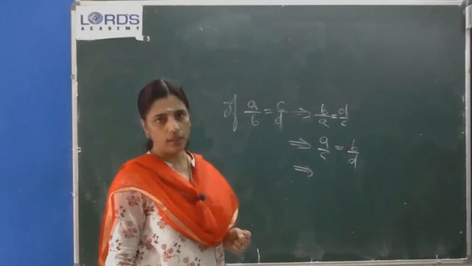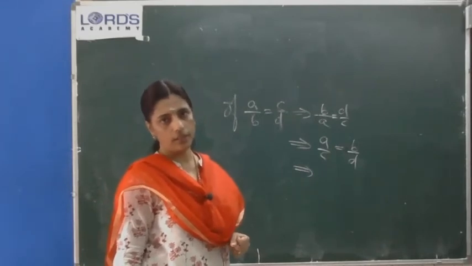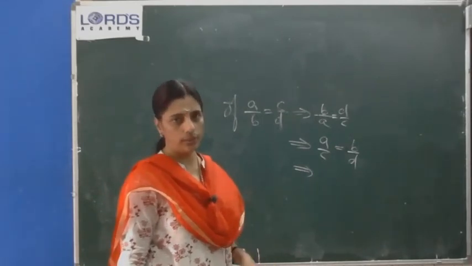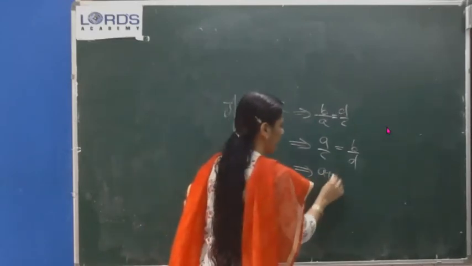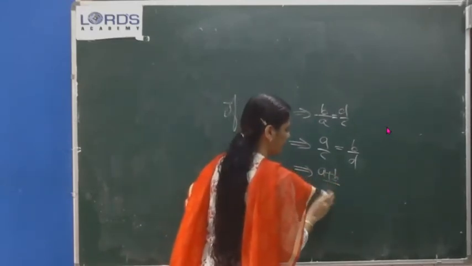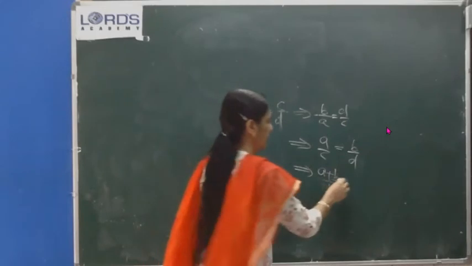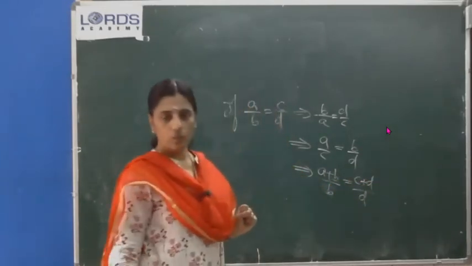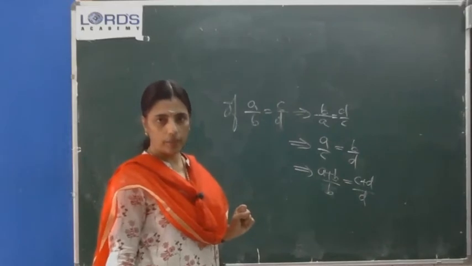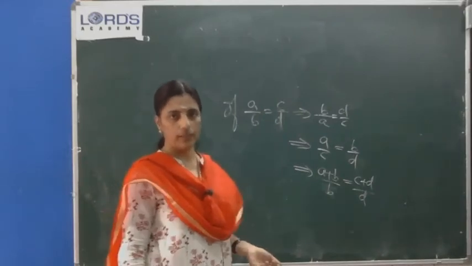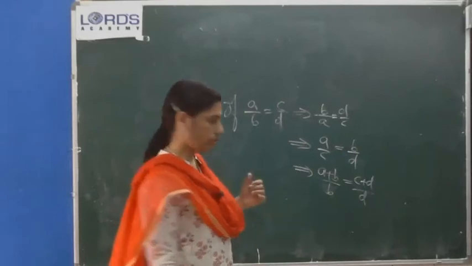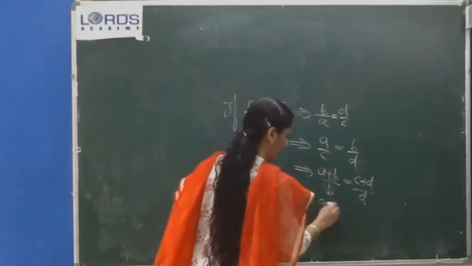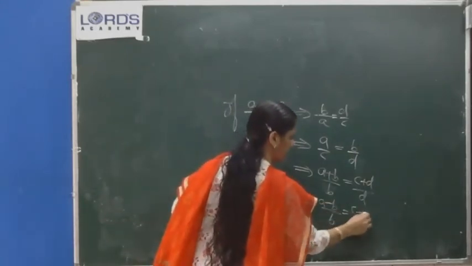What is componendo property? If you are adding the numerator and denominator, the same you can do on the other side also. That is A plus B by B, sorry, denominator is B, is equal to C plus D by D. What is dividendo property? If you are subtracting both numerator and denominator, both sides you can do. Implies A minus B by B equal to C minus D by D.